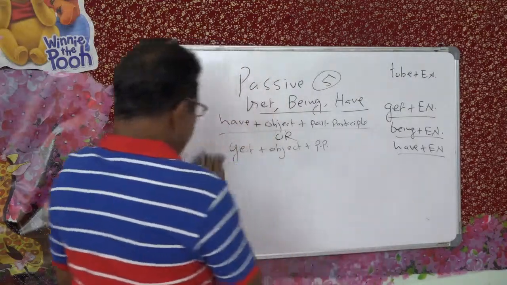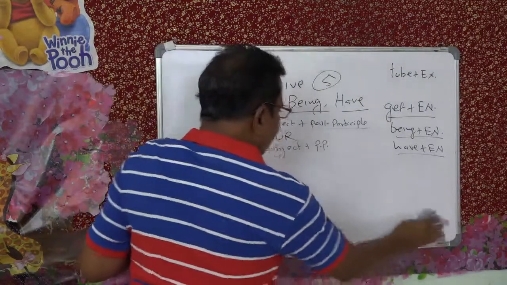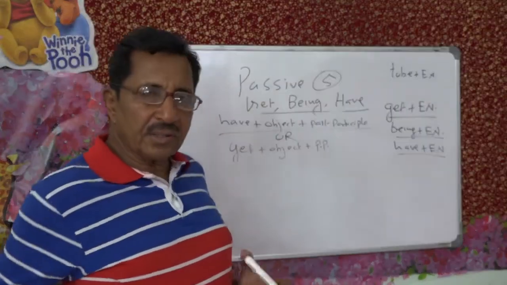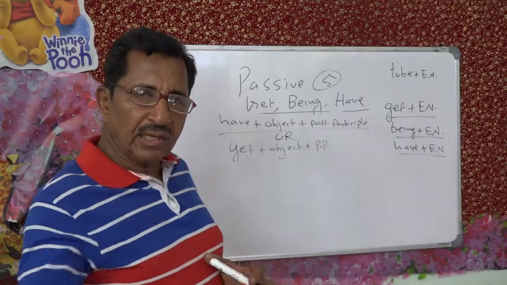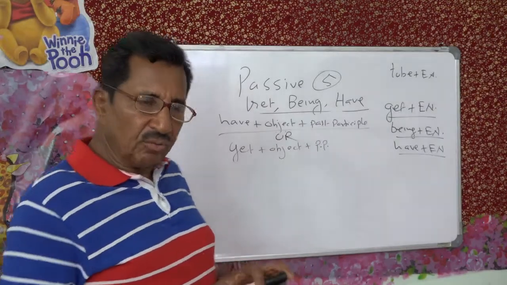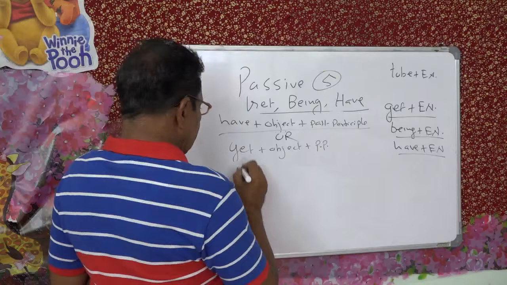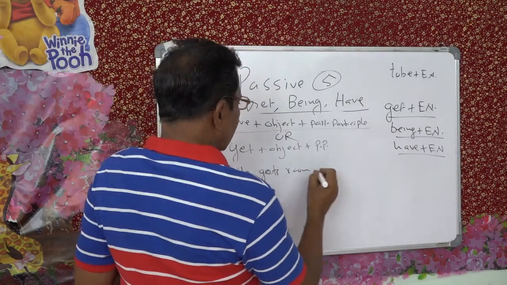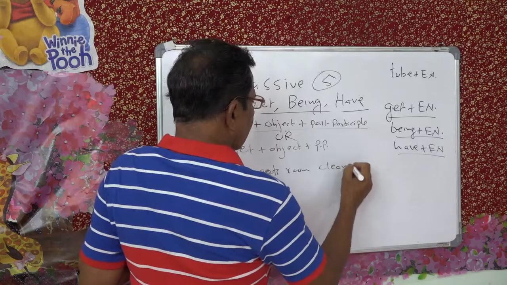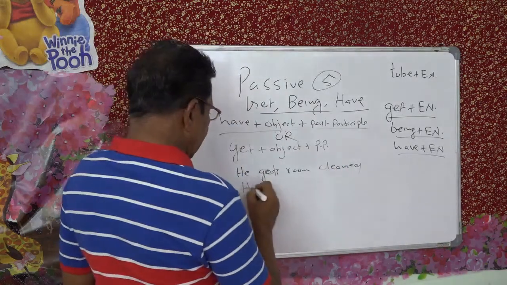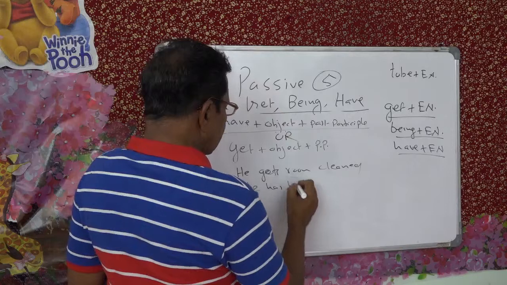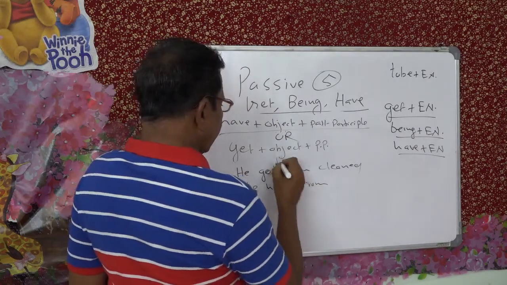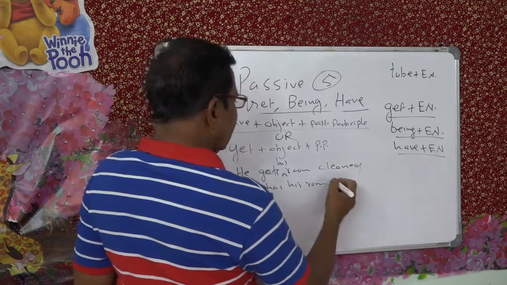So the appropriate suitable form of get or have. If it is third person singular present tense, you say he gets his room clean. Or you can say he has his room cleaned.